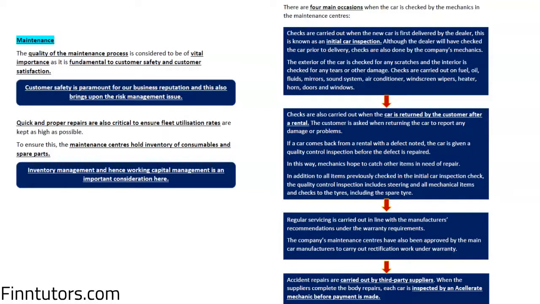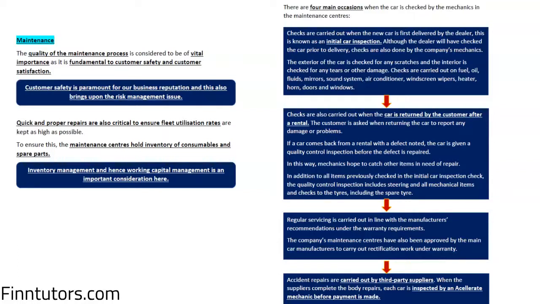To ensure this, the maintenance centers hold inventory of consumables and spare parts. Again, you have inventory over here. Now, this is not a manufacturing organization, so you can't really say that we should have a just-in-time system over here, because that is really relevant and related to a manufacturing industry. Total quality management, yes, it can be applied for service organizations as well.